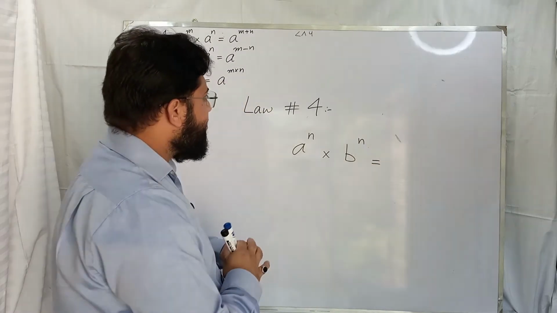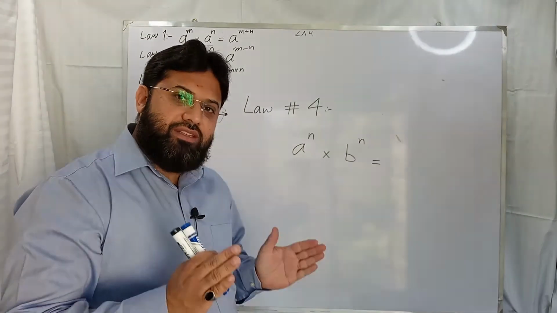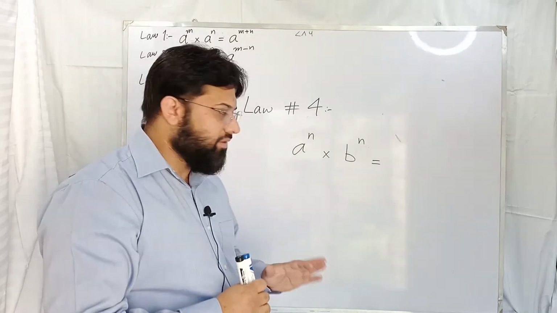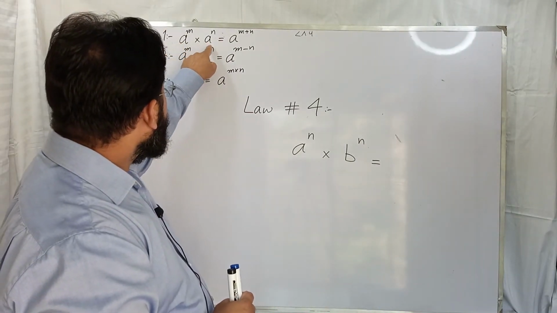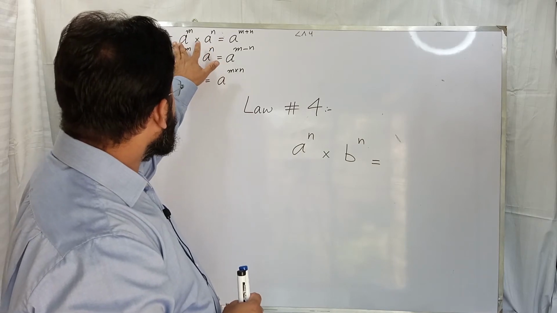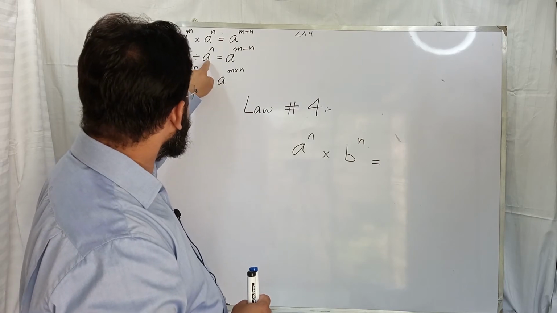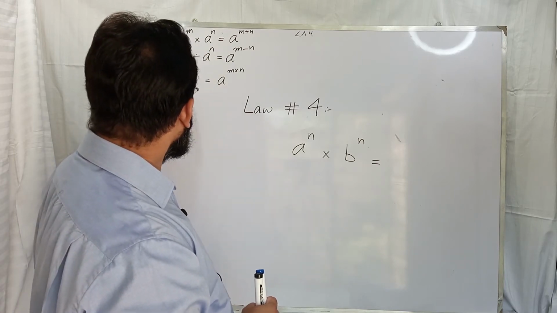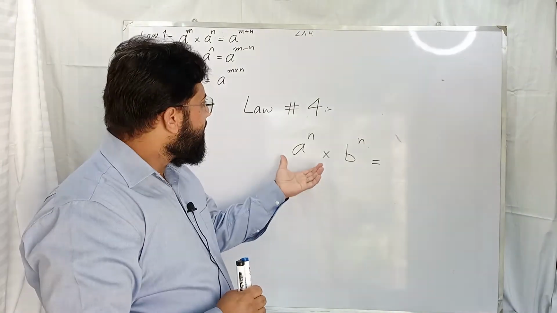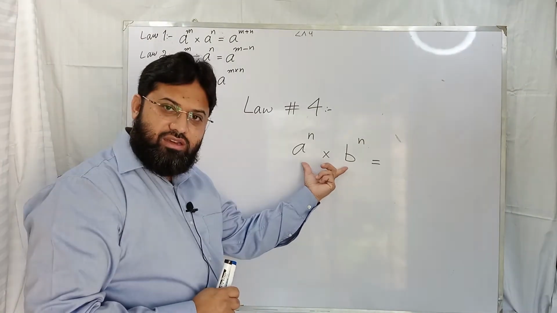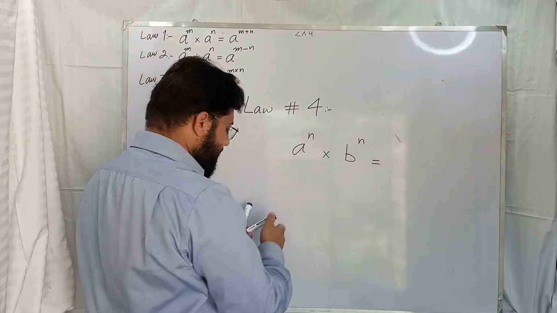What does it mean? Before law number 4, we were having a situation in which bases were same but the powers were different. For a reference point of view, law number 1 says a to the power m into a to the power n, which means both bases are same but the powers are different. In law number 2, bases are same, powers are different. And in law number 3, there is a power in a power. But here the scene is different. In law number 4, bases are different but the powers are same, a to the power n multiplied by b to the power n.